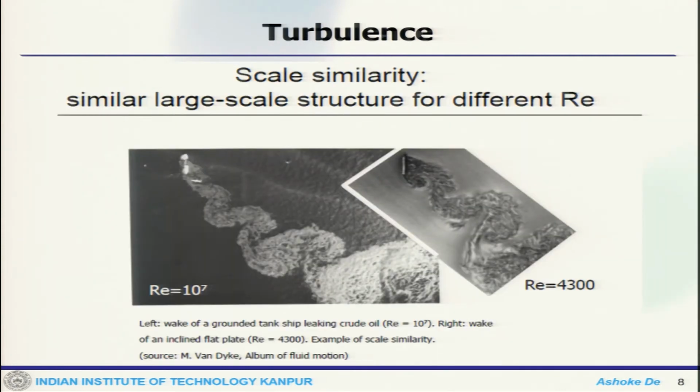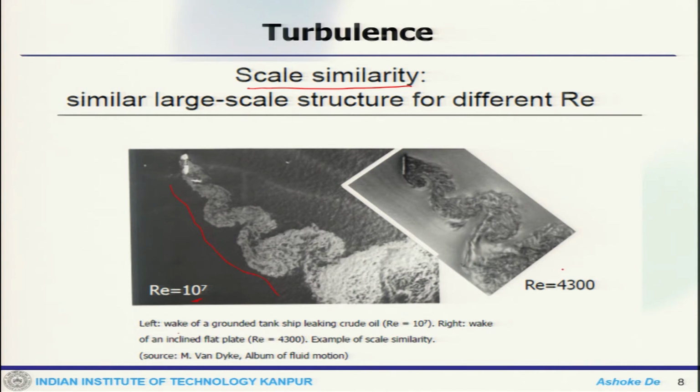Now, one of the important characteristics is scale similarity, which says that there is a similarity of large scale structure for different Reynolds numbers. So, the left hand side picture, which is at Re 10 to the power 7, is the wake of a grounded tank ship leaking crude oil. The ship is leaking the crude oil and you see the kind of structure here behind that, which is obviously turbulent in nature, there is no doubt about it.